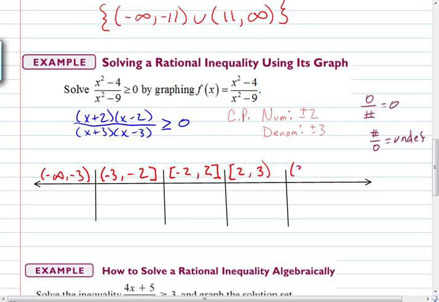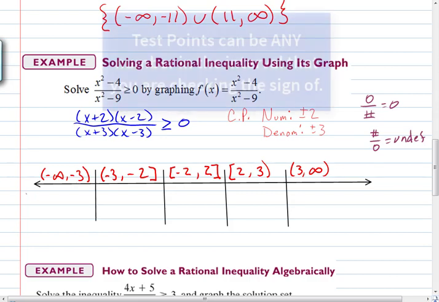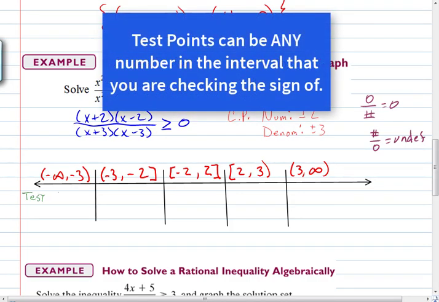And then we go from 3 to infinity. And parentheses always go on infinities, right? Positive and negative infinities always get parentheses. Our next step in the process then is to find a test point. We're going to test x equals negative what?